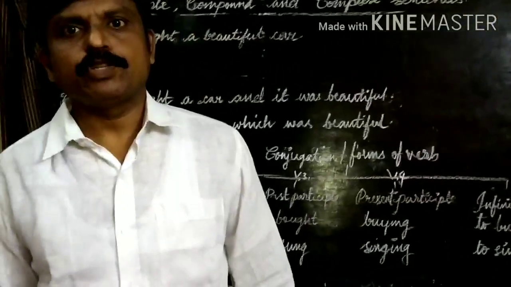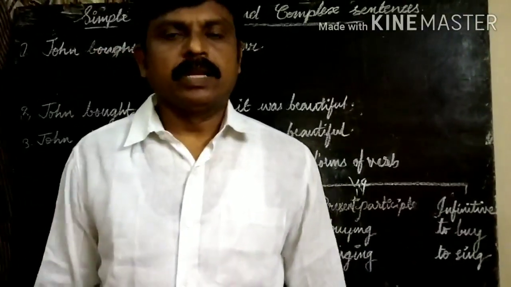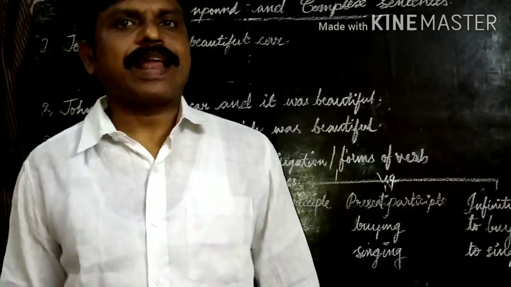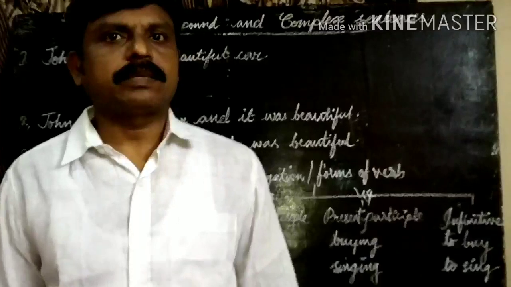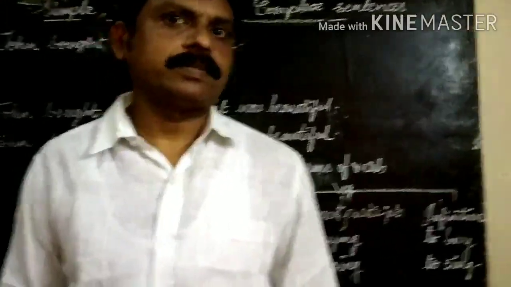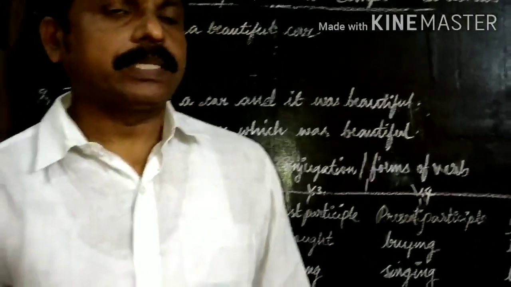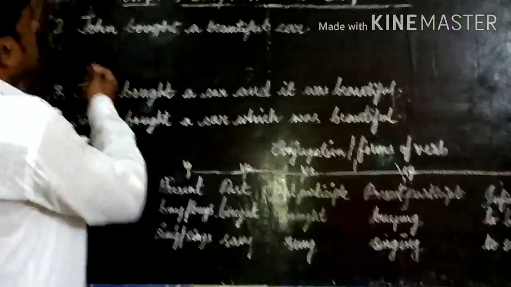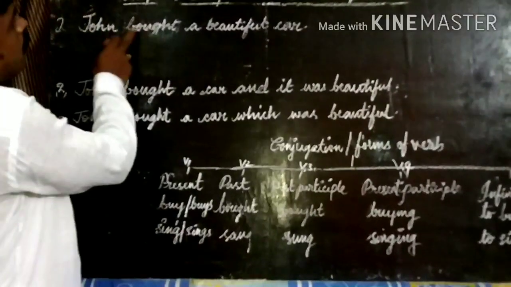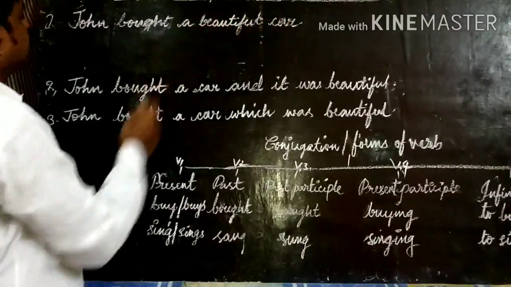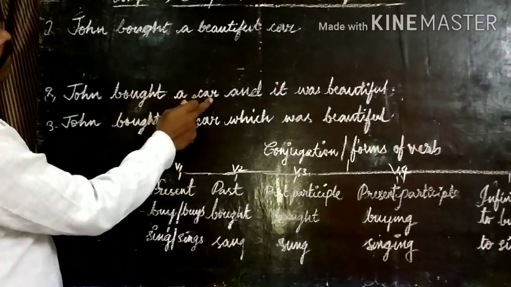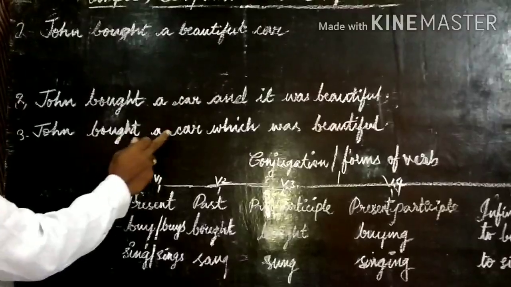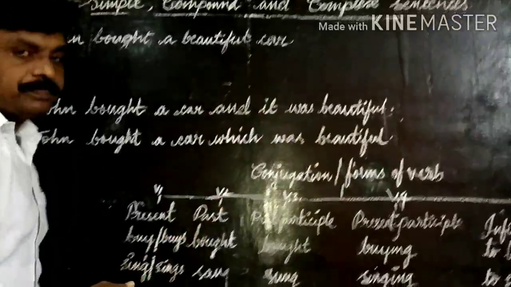In this video, I come to you with an interesting topic from grammar. As you know, on the basis of the structure, the sentences in English are often classified into three types, such as simple, compound, and complex sentences. Let us examine the examples on the blackboard. Here is the first one: John bought a beautiful car. John bought a car and it was beautiful. John bought a car which was beautiful.